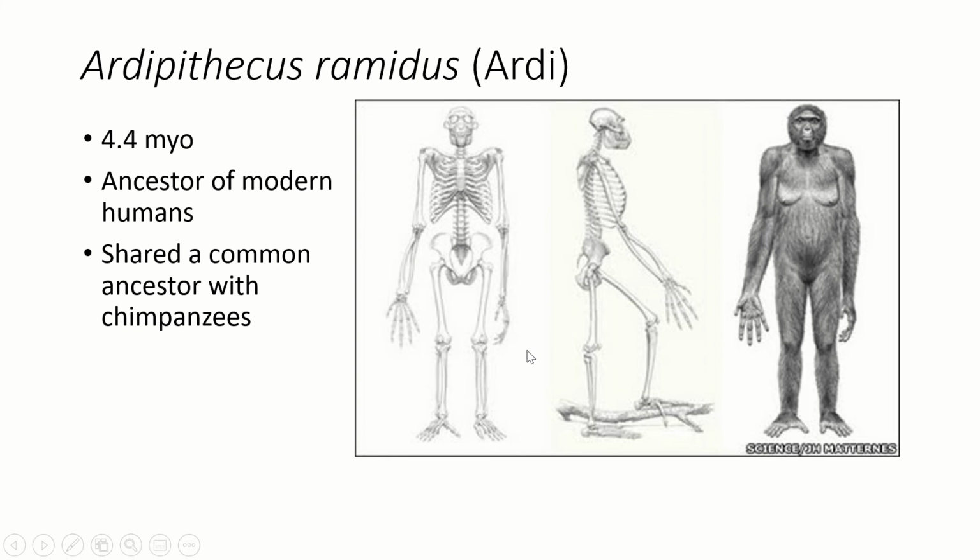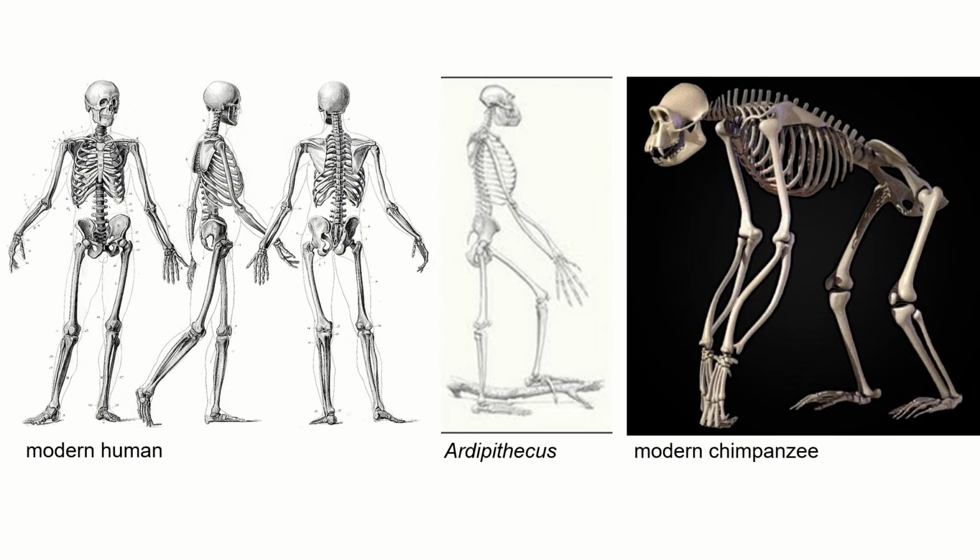We can also see fossil ancestors of humans. One of the newest they found is Ardipithecus ramidus. They called her Artie because the individual they found was a female, and she lived about 4.4 million years ago. She was a direct ancestor of modern humans. This group of individuals shared a common ancestor with chimpanzees.